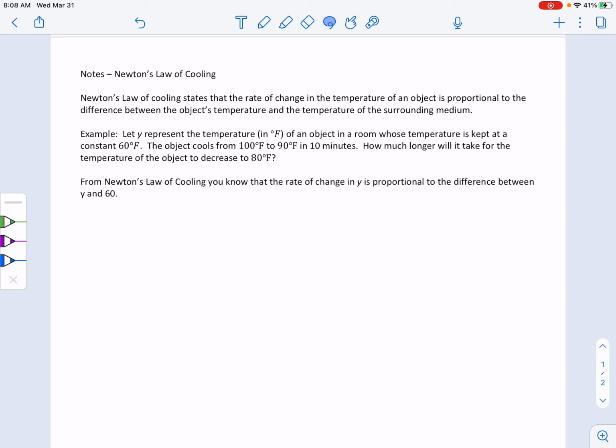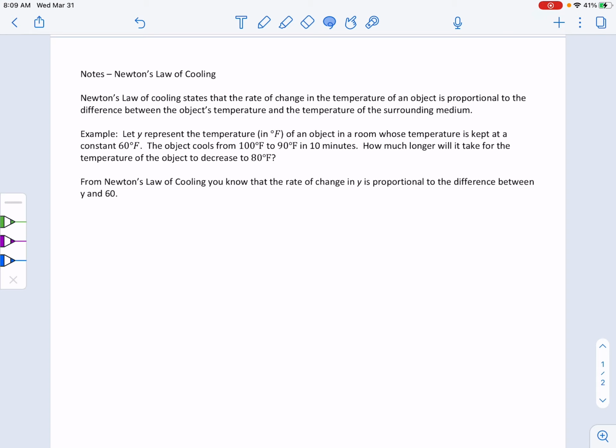Basically, if you take a turkey out of the oven and set it in the kitchen, there's a law of how long it's going to take for it to cool, and it's proportional. So here's my example. y represents the temperature of an object in a room whose temperature is kept at a constant 60 degrees. The object cools from 100 degrees to 90 degrees in 10 minutes. How much longer will it take for the temperature of the object to reach 80 degrees?